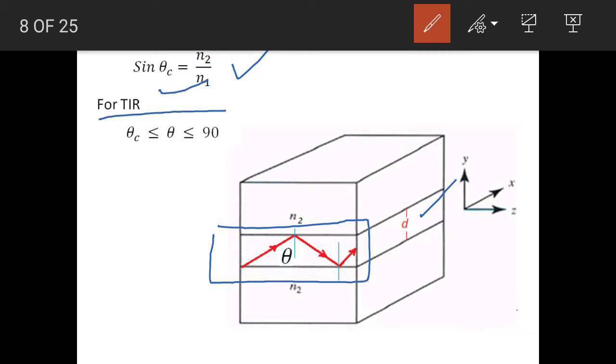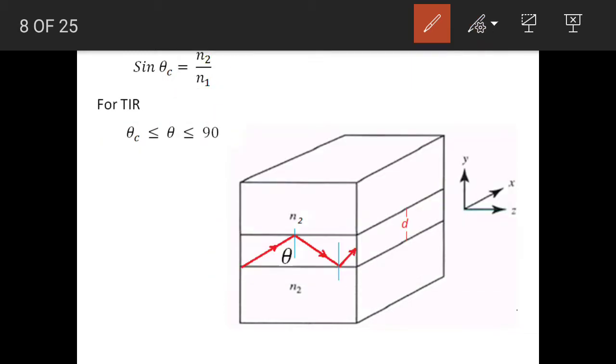If theta is equal to or greater than theta c and less than or equal to 90 degrees, then the light ray will travel in the central layer of this symmetrical slab waveguide along the z axis. So we can keep the light ray in the central layer of the slab waveguide if we satisfy the condition for the total internal reflection, which you can see in this particular slide.